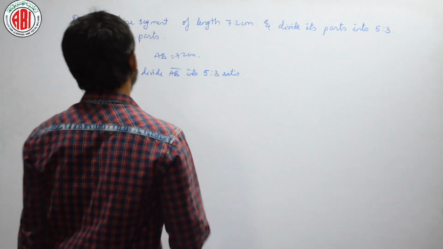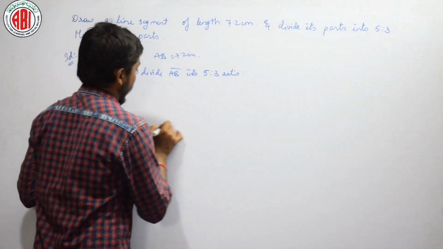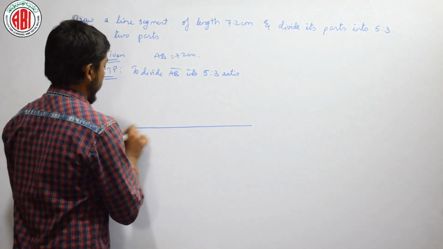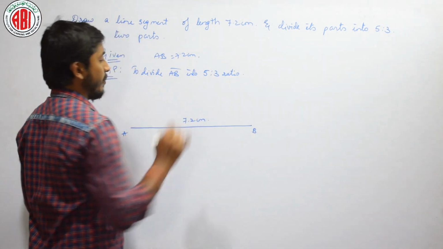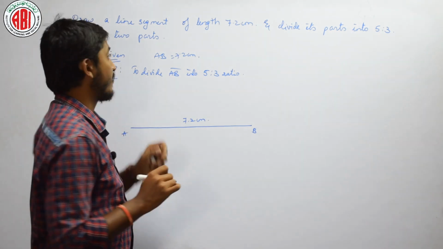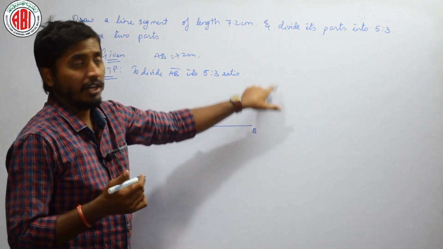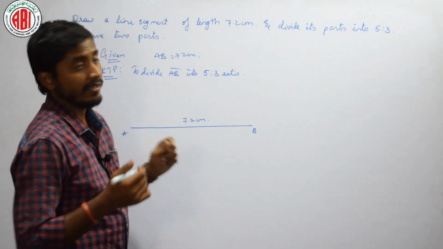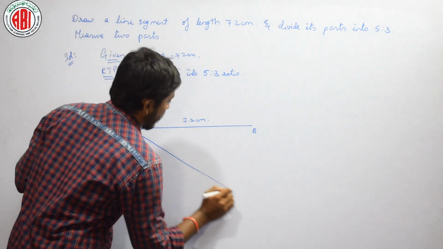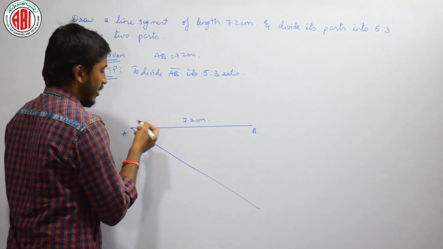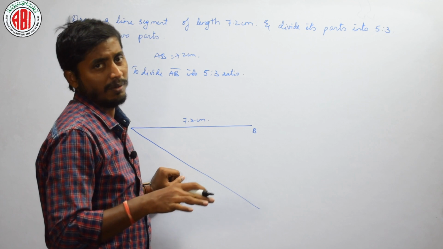Okay, now see here, what is the first step? I have to draw a line segment AB of length 7.2 centimeters. After that, I am asked to divide it. How to do it? In order to divide into 5:3 parts, I have to draw a line under this making some angle, 45 or less than 45. Okay, it is actually a suitable thing.